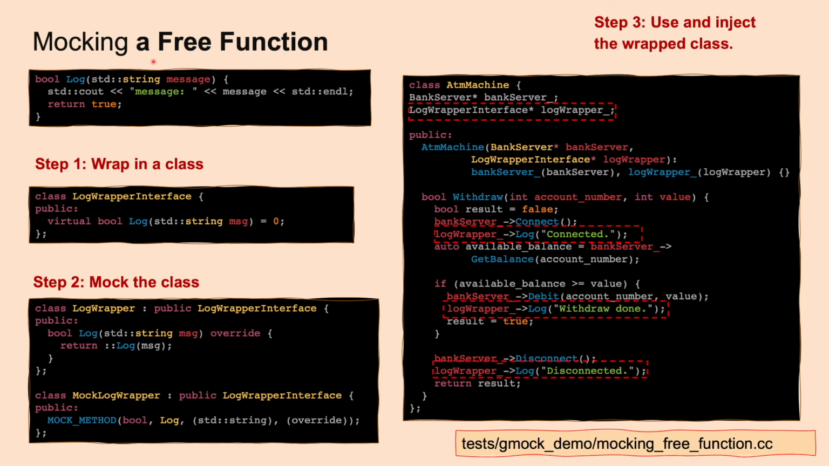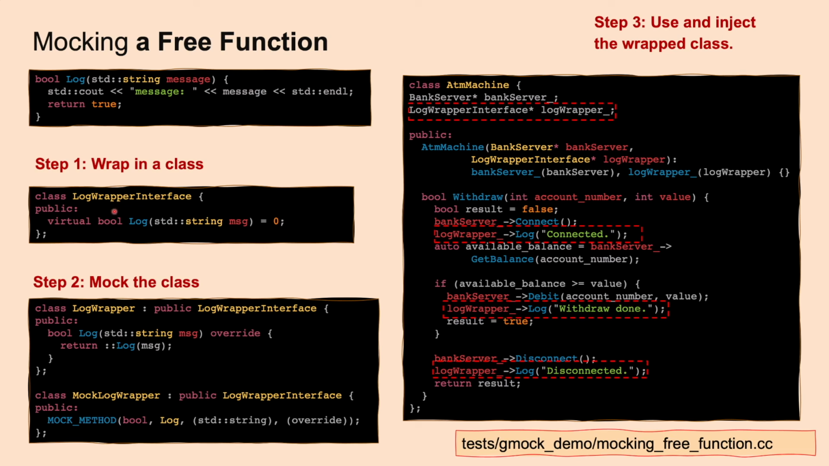How to mock a free or a standalone function. So far, we learned how to mock classes. What if I have one global function like this that I want to mock? And the way to do this is to wrap it inside a class. So I have to create a wrapper class like this, and that wrapper class has one virtual function that has the same signature as this function.